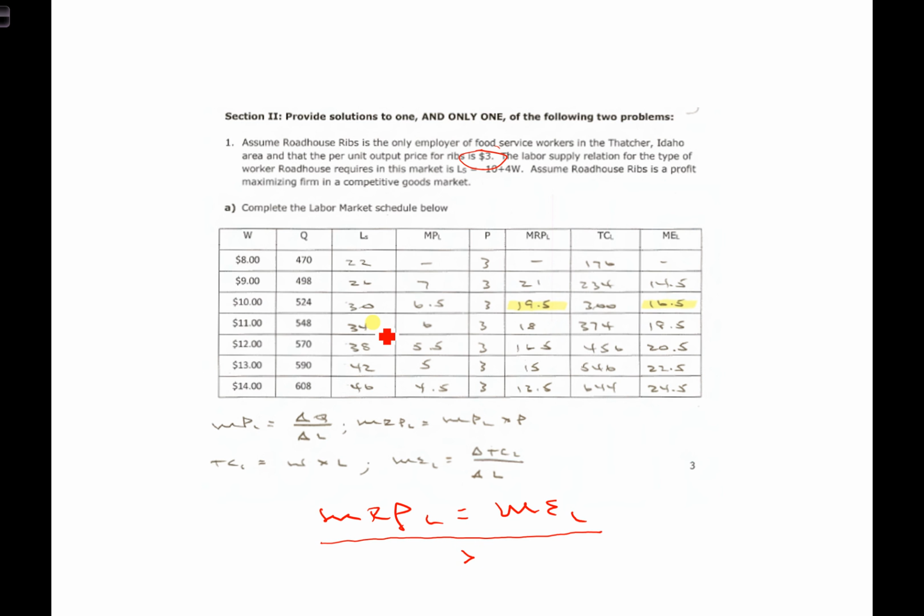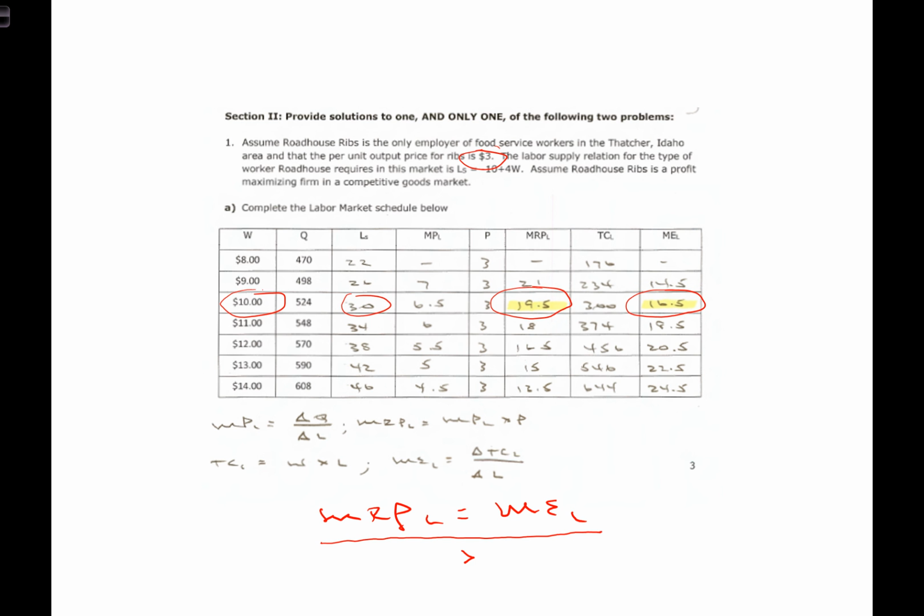If we go to 34 workers and 548 units, now we're at 18 MRP of L, which is now less than 18.5 ME of L. Well, we don't want to go to the point that it's less. We never want to design a loss. So we're going to stop and say that our profit maximizing level of labor is at 30, paying them a wage of 10, where MRP of L is 19.5 and ME of L is 16.5.